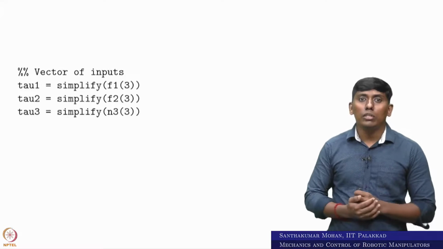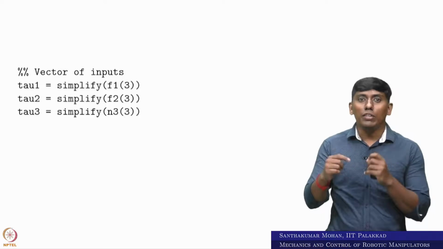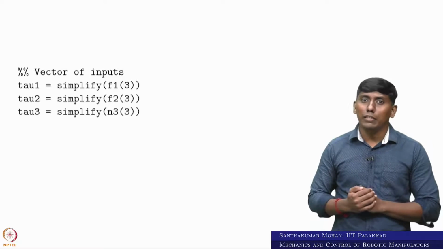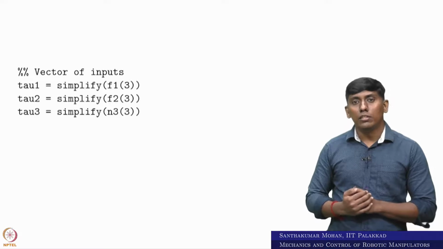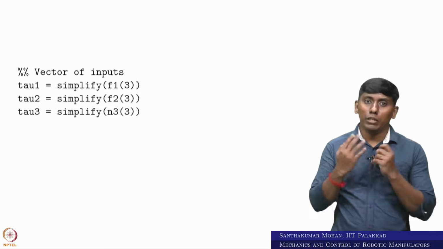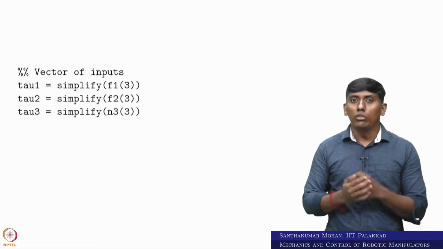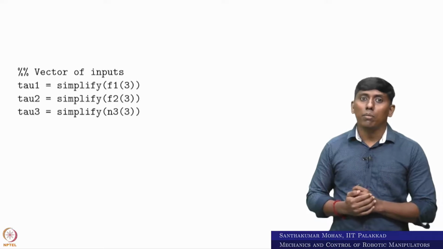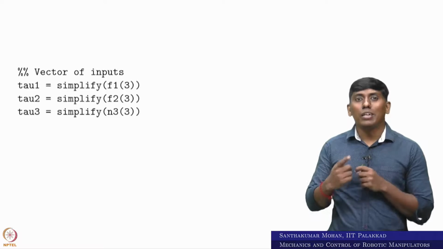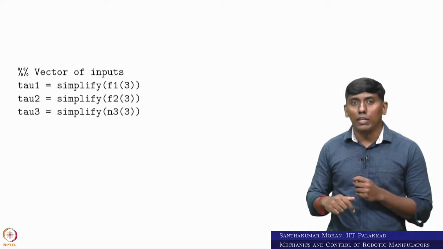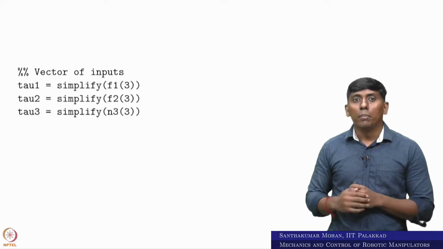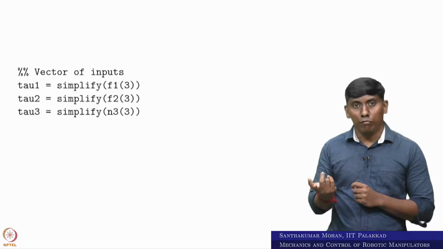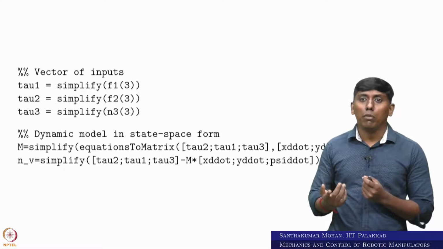So now we will go to the input vector. Here the first two joints are linear joints, so the third component of the force would be equal to tau 1 and tau 2. Tau 3 is rotational, so the third component of the moment would be tau 3. What you can write is Fx, Fy and Mz, but here tau 1 is equal to Fy and tau 2 equal to Fx. So we have to modify it.